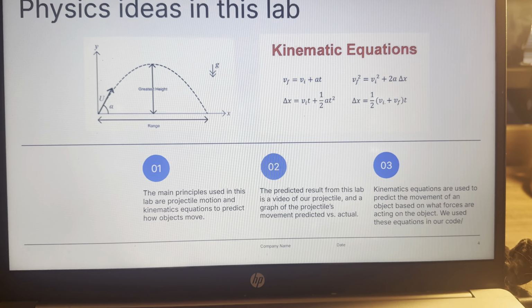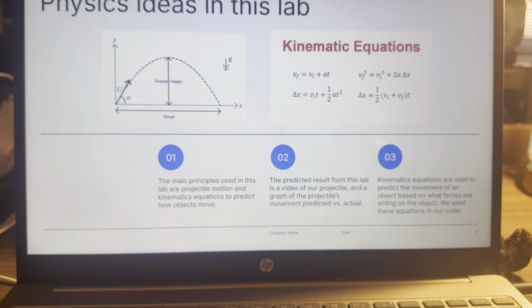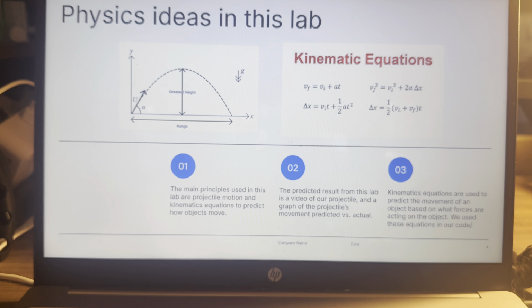The predicted result from this lab is a video of our projectile and a graph of the projectile's movement, predicted versus actual, using our code and then using our actual video, which using the tracker program, we could graph those. Kinematics equations are used to predict the movement of an object based on what forces are acting on the object, and we use these equations in our code to predict where the expo marker would end up. There's our expo marker.